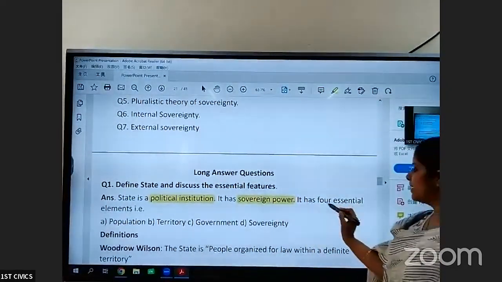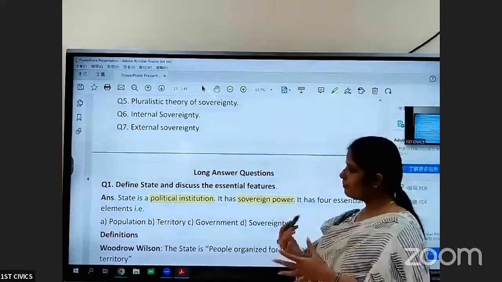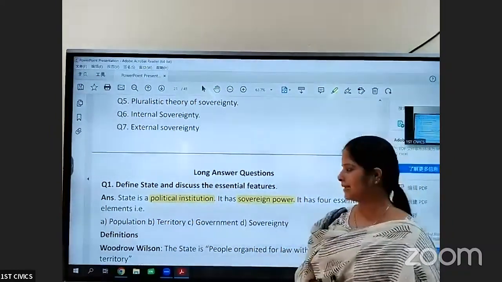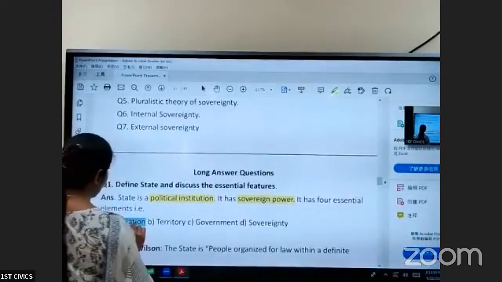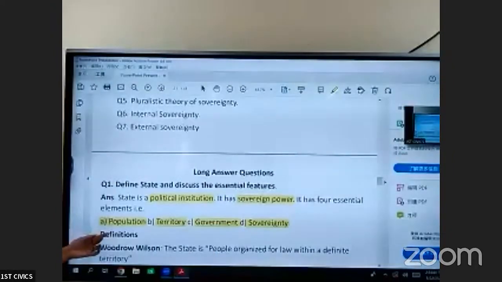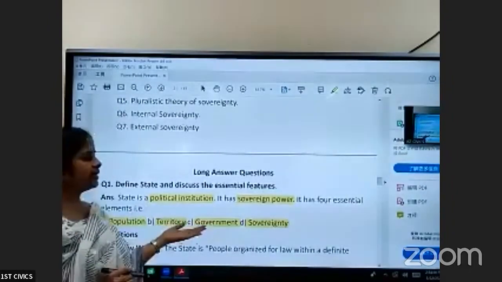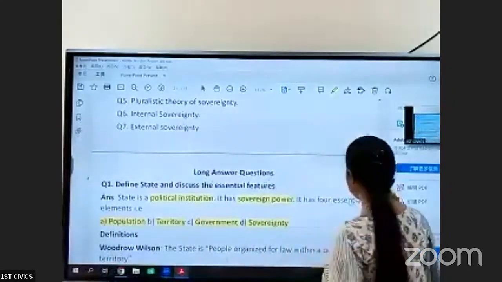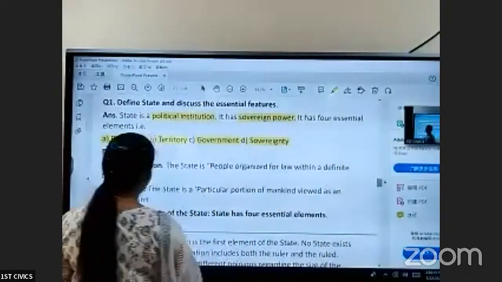So the state has basically 4 elements. Whatever may be the type of government, every state will have 4 essential elements: population, territory, government, and sovereignty. Population means people. Territory is the geographical area. Government is an agent of the state. And sovereignty is the independence or supreme power of the state. So let us discuss the definitions given by various political thinkers.